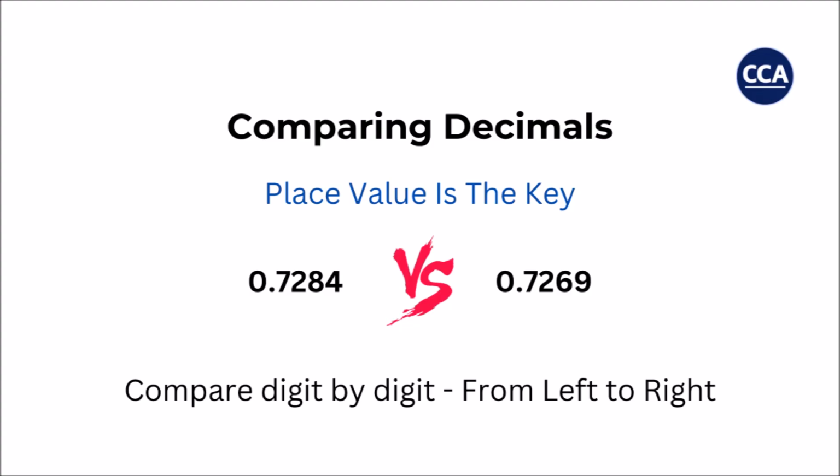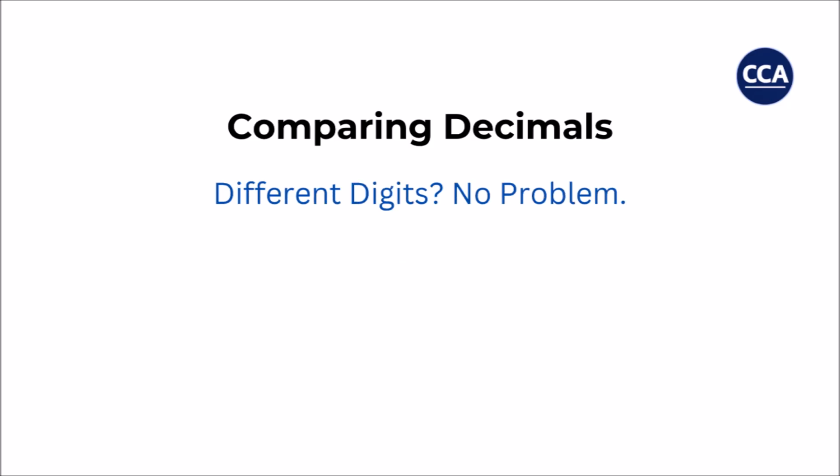Let's try another example. Compare 0.7284 and 0.7269. Start from the left. The whole numbers are equal. The tenths are equal. The hundredths are equal. But 8 thousandths is greater than 6 thousandths. So, 0.7284 is greater.